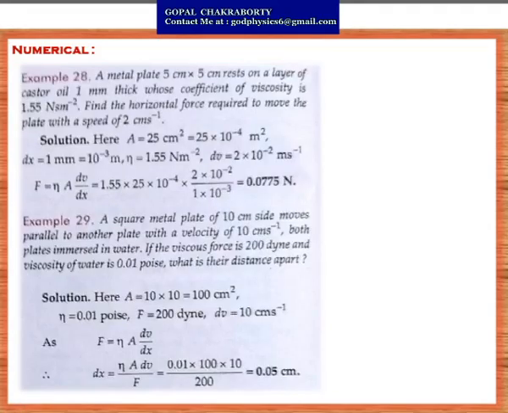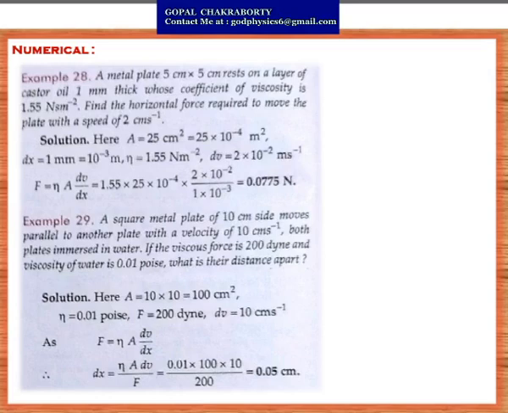Now the first problem: a metal plate 5 cm into 5 cm rests on a layer of castor oil 1 mm thick, whose coefficient of viscosity is 1.55 Newton per meter square. Find the horizontal force required to move the plate with a speed of 2 cm per second.